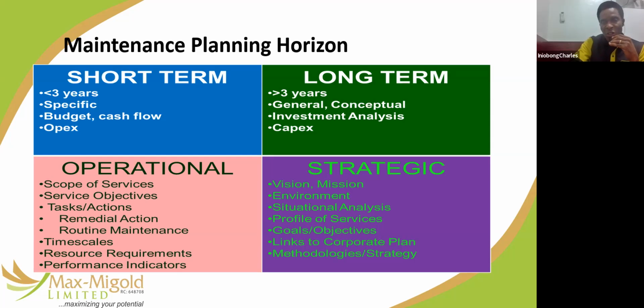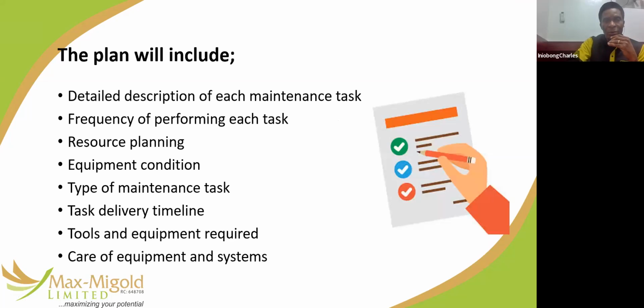Now you look at the vision, the mission, the environment, the situation analysis, the profile of services, the goal and objectives of that particular asset, and the methodologies and strategy. You also consider what maintenance strategy we should consider for this long-term asset. A maintenance plan will include a detailed description of each maintenance task. Like I said, you must be able to outline the maintenance tasks. You must be able to state step by step what you intend to do.